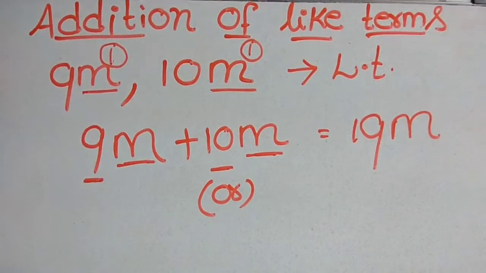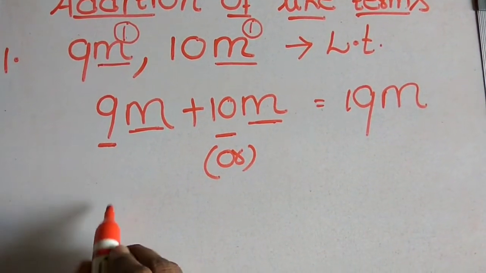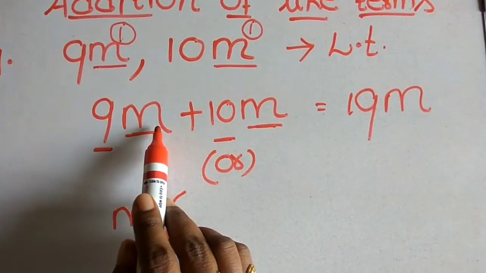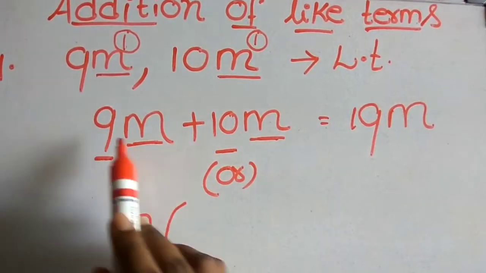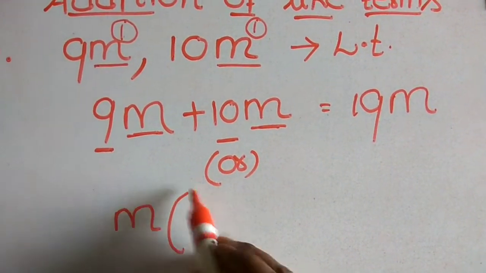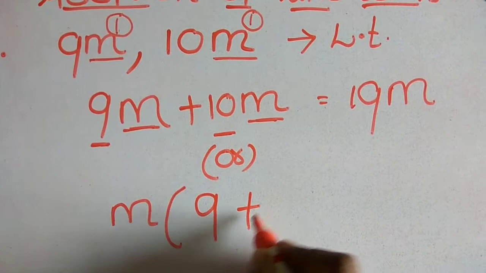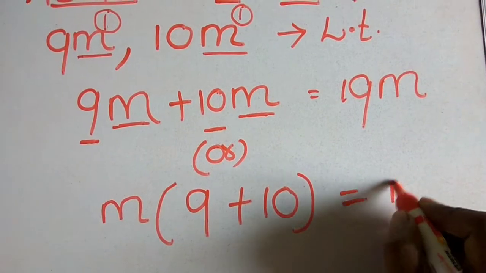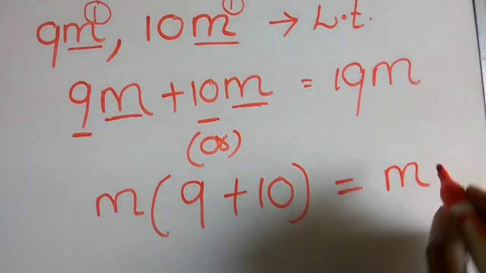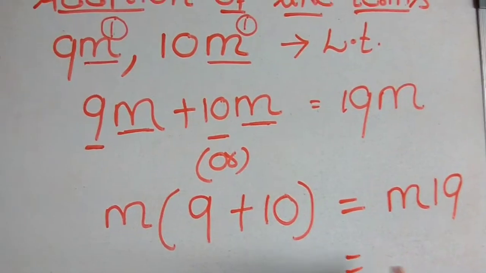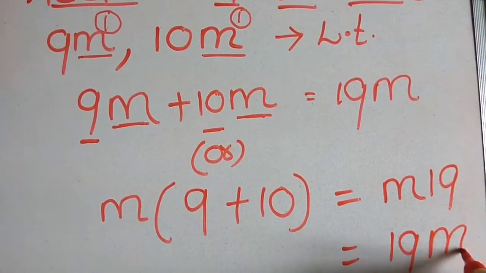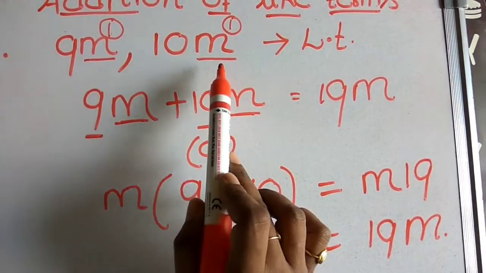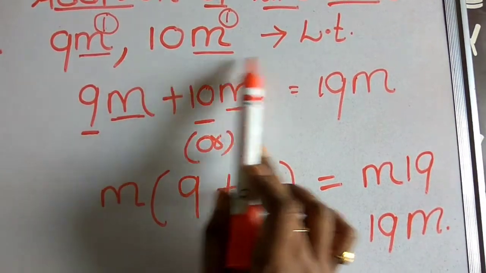You can also do it in another manner, that is, take m as common. In the two terms m is common, so I am taking m as common and now writing the remaining numbers, 9 plus 10, which gives the same answer, that is 19. Whichever method you use, you will get the same answer. As we have written m19, we write it as 19m because the number should always come first. So 19m. In this way we can add like terms.